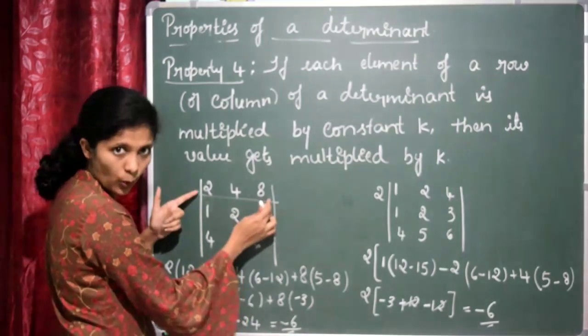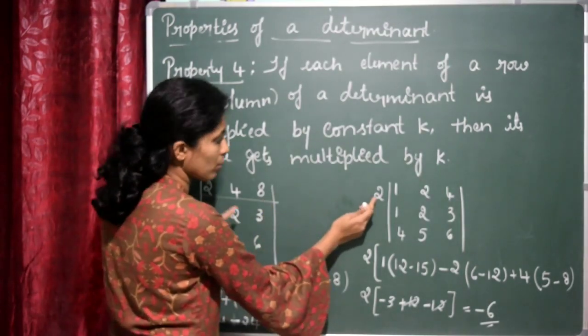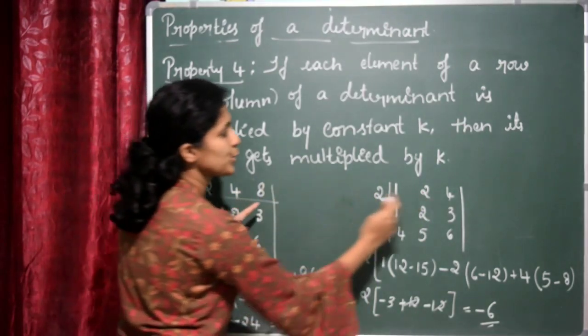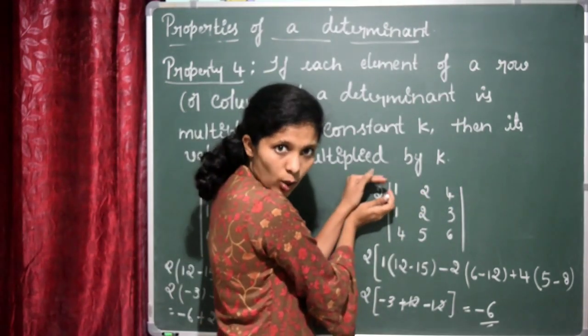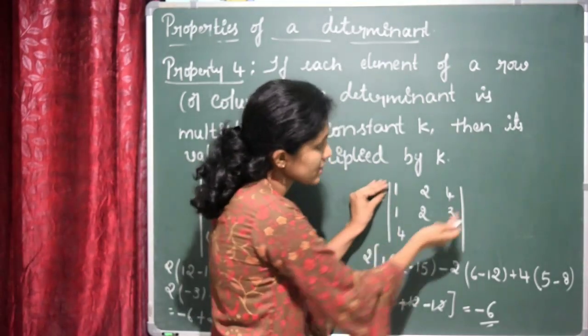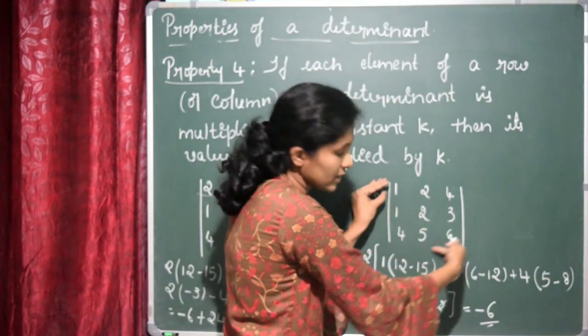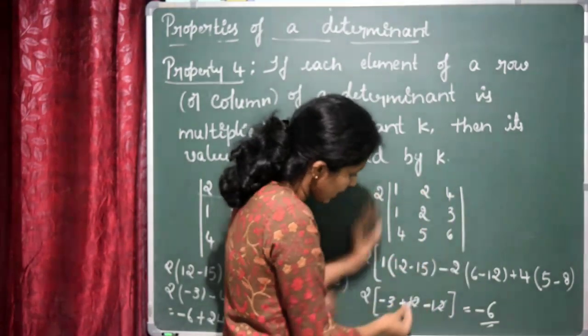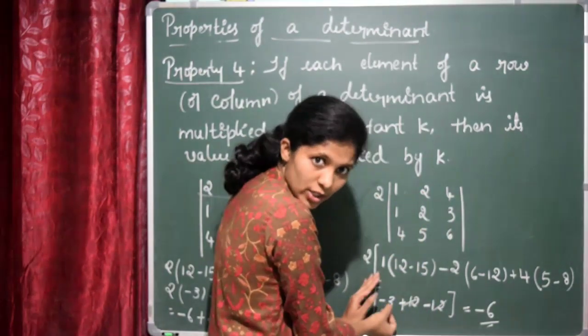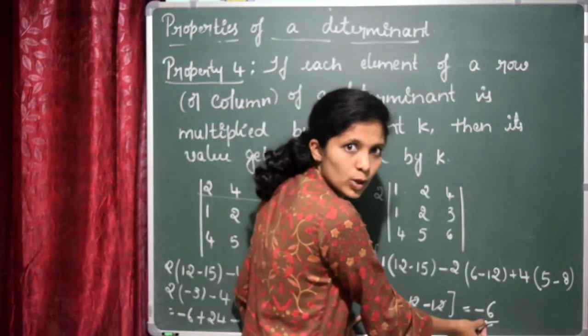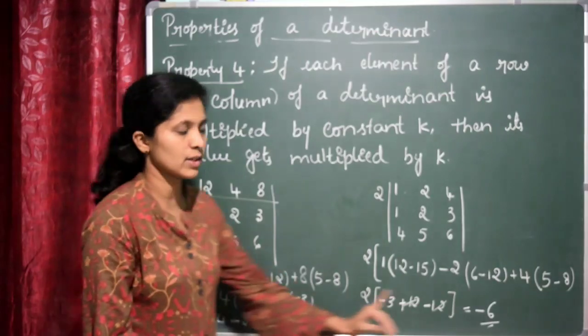But in this row 2 is common. If I take 2 common, here 2 1s are 2, right? 2 2s are 4 and 2 4s are 8, and I have taken the constant 2 out. This is as it is. Next you have to expand this determinant. I mean you have to find the determinant of this matrix, so that finally you get this as -3. -3 into this constant, that is 2 is multiplied, it is equal to -6. So -6 is equal to -6.